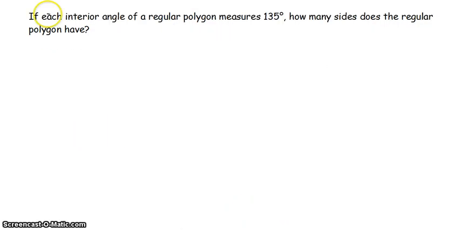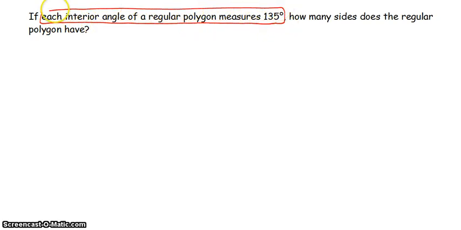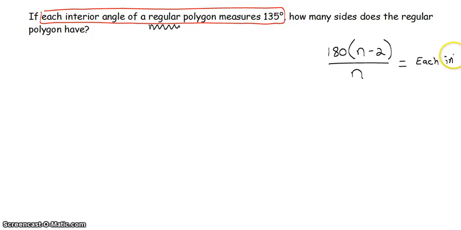In this second problem, they tell you that each interior angle of a regular polygon is 135 degrees. So we have to remember that the sum of the interior angles of a polygon is 180 degrees times the number of sides minus 2. And if I want to find each interior angle, I would then divide that by the number of sides. We can only do that if it is a regular polygon, just like it is here. And that would equal each interior angle.